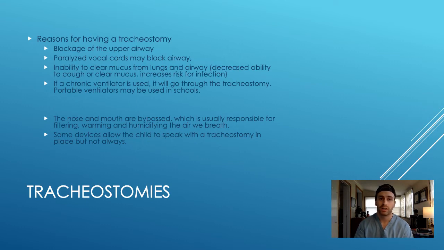If a chronic ventilator is used, it will go through the tracheostomy, and then most frequently you're going to see portable ventilators if you're going to see any, and they'll be usually hooked up to the back of a wheelchair or something along those lines. The nose and mouth are bypassed in a trach, which is usually responsible for filtering, warming, and humidifying the air. So a lot of times, if they are vent dependent, the air is moistened, the air is humidified a little bit.